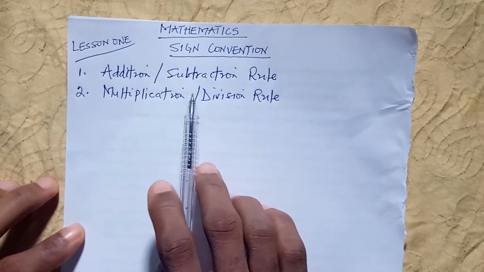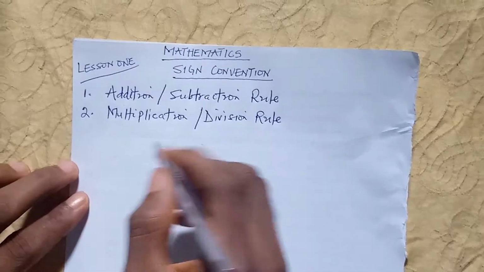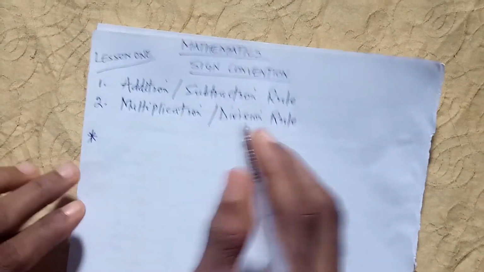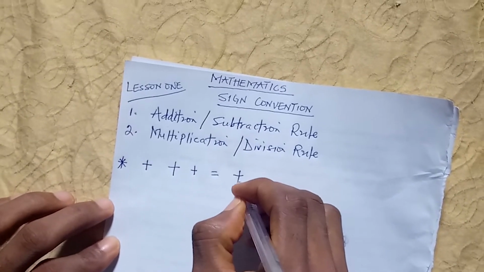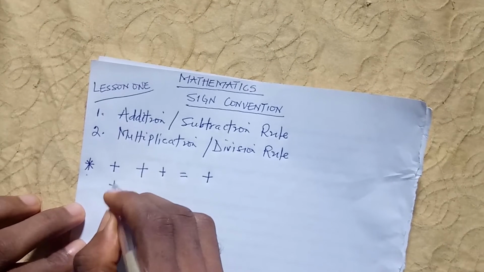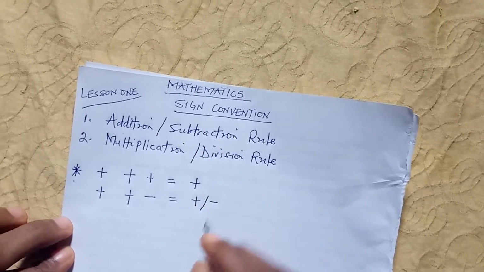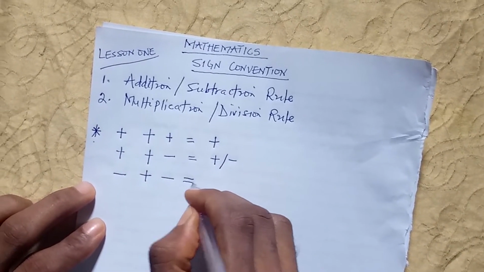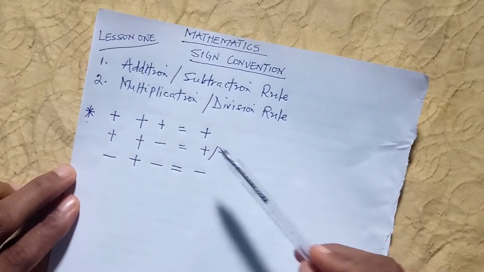Now for the first, which is the addition and subtraction rule, I'm going to be stating them clearly for our understanding. Now it goes like this. For addition and subtraction rule, it is worthy to note we have the signs plus plus is equal to plus. Plus minus equals either plus or minus. I will emphasize on that. Also we have minus plus minus equals minus. We will also discuss on that. Now these three rules are applied with respect to the addition and subtraction rule.